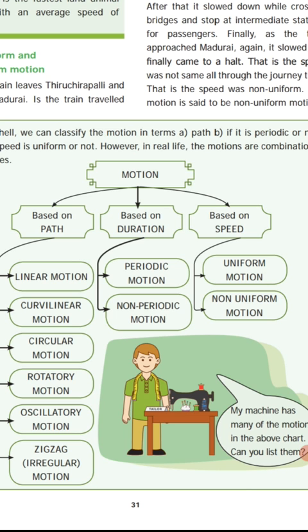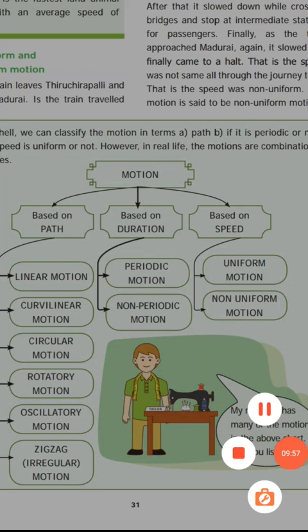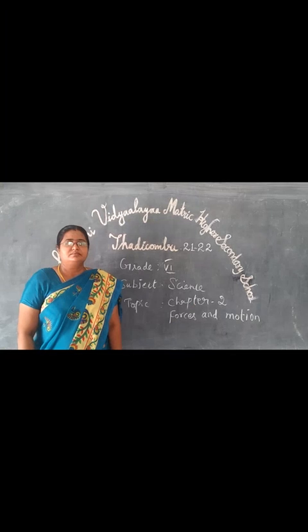Once again, motion is divided into three types: based on path, based on duration, and based on speed. Based on path, it is divided into six types: linear, curvilinear, circular, rotatory, oscillatory, and zigzag. Based on duration, periodic and non-periodic. Based on speed, uniform motion and non-uniform motion.